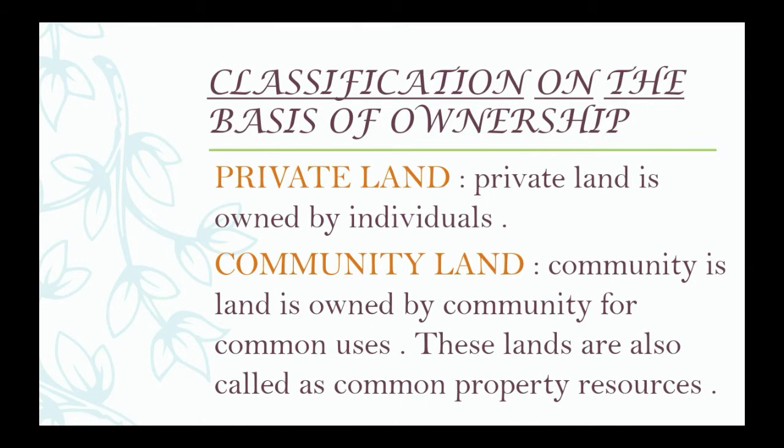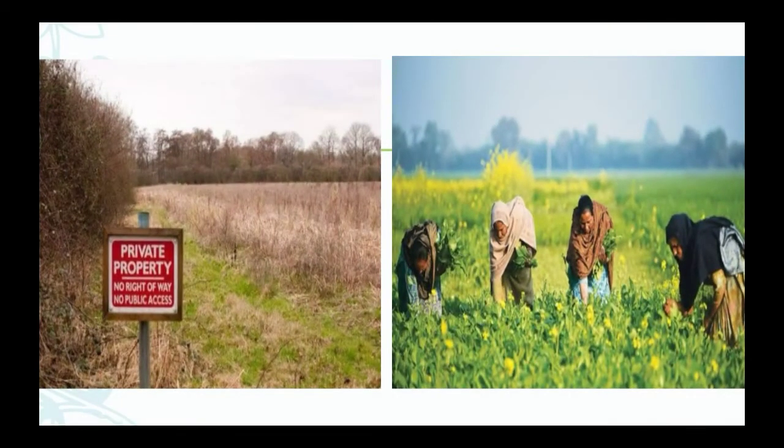Classification on the basis of ownership. Land is classified into two types based on the ownership: private land and community land. Private land is nothing but the land owned by the individuals, and community land is nothing but the land owned by the community for common uses, like the common property lands. These are called common property lands.